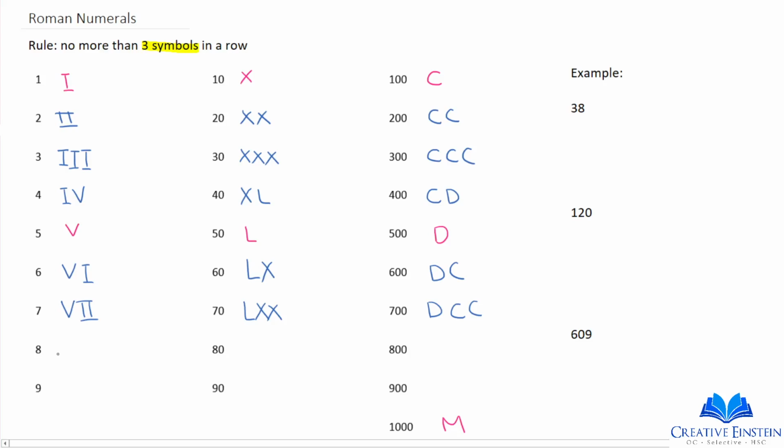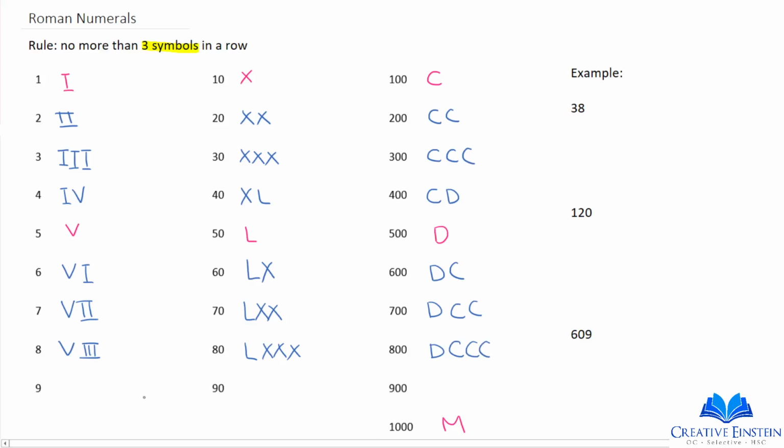8 is 5 plus 3, so there's my 5, plus 3, VIII. 80 similarly is 50 plus 30, so 50 and 30. So L for 50, XXX for 30. 800, same thing, 500 plus 300. So 500 is D, 300 CCC.